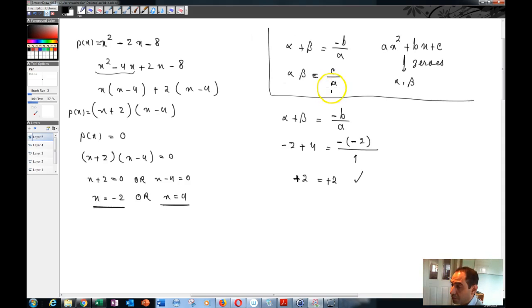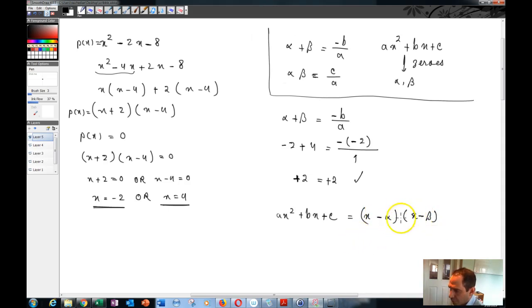And also, if you want to make sense of what you have written here, logically what that means is that if you have a polynomial ax squared plus bx plus c, and let's say that the zeros of this polynomial are alpha and beta, so the factorized version of this would be x minus alpha times x minus beta.